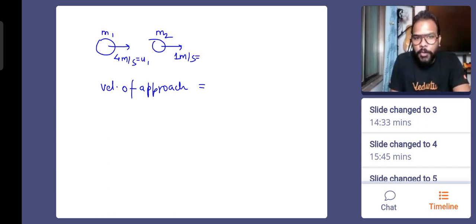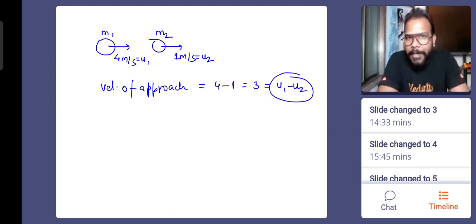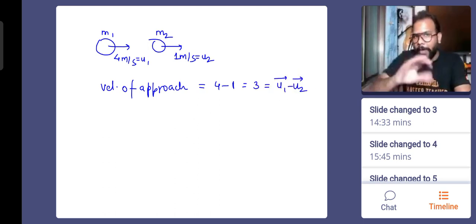So can I say that if this is u1 and this is u2, it is 4 minus 1, right? The velocity with which they are coming closer to each other is 3 meters per second, which is nothing but u1 minus u2, right everyone? And obviously it is written vectorially. If the directions are opposite, we will take care of minus and plus.